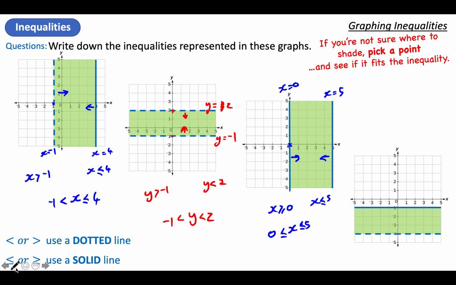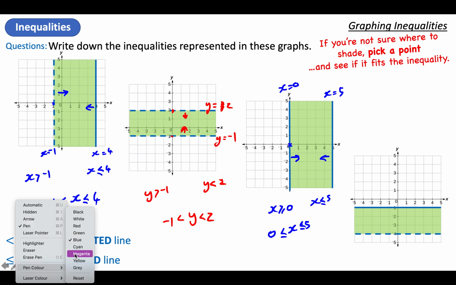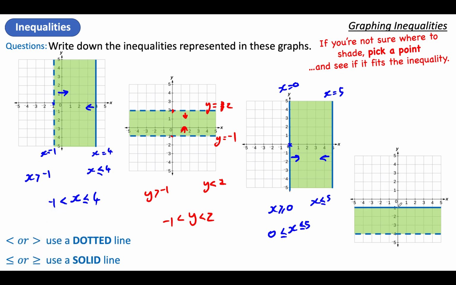And last one, let's go for some cool magenta on this one. Okay, this goes through the y-axis at the point where y equals -1. And this one goes through the y-axis at the point where y equals -4. Now it's everything under that line, but over that line. So hopefully your two inequalities would be y is greater than -4.